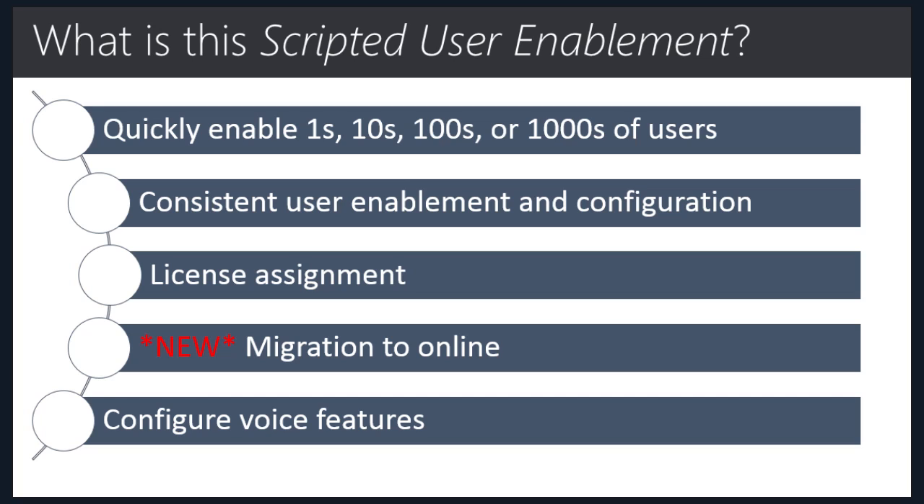So as a reminder, the script will actually go through, it will double check whether or not the user is assigned a license. It will assign them a license if they are not assigned. And in V1 of the script, it would then go through and configure the voice features for those users based upon your input. What's new, and what I'll discuss more in depth in the coming slides, is the ability to migrate your on-premises users to online. And we've added that into the script, and that's what I'll be covering today.